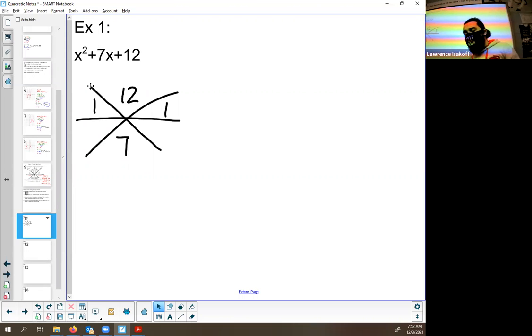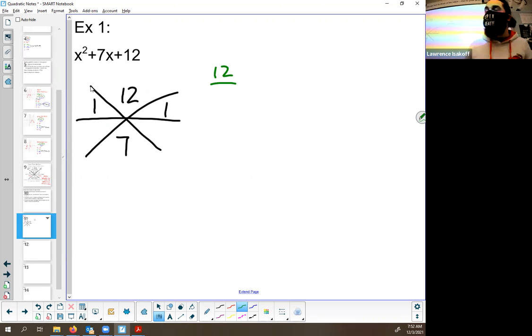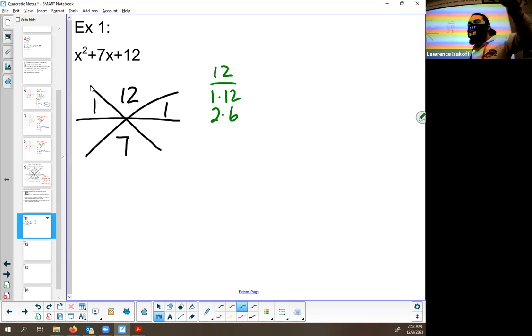So let's start here. What numbers multiply to give me 12? So that'd be like 2 times 6, 1 times 12. Good. And what's another combo? 3 times 4. All these combos. Do we see one that could either add or subtract to give me 7? 3 and 4. So that's our magic pair here. Thank you, Taylor.